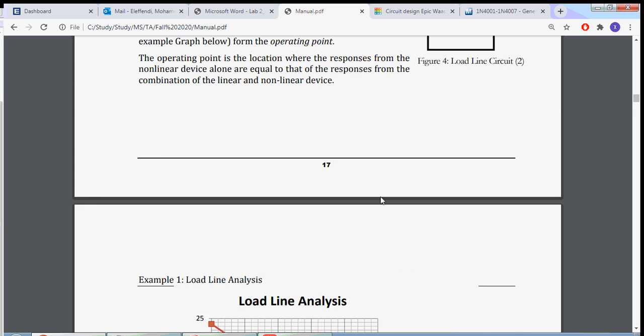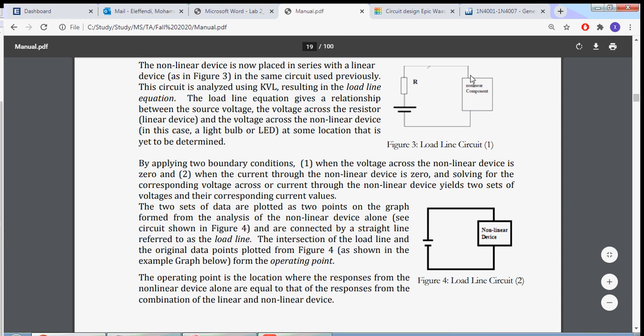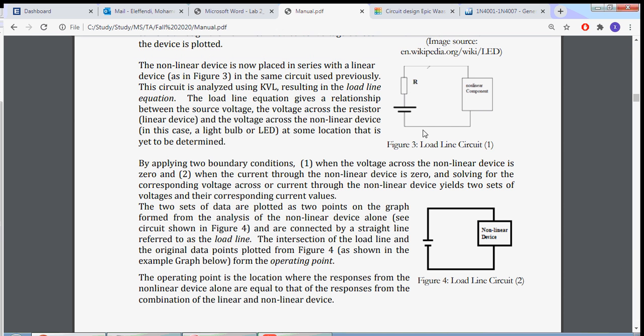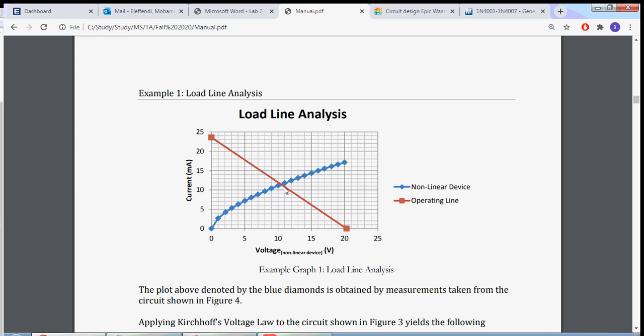Now remember what we are trying to do. We are trying to analyze this circuit right here. We are trying to find the voltage across the nonlinear device and the current flowing through it, which happens to be the current flowing through the whole circuit. Now after we have graphed these two, we look at the intersection point. This point is called the operating point, and it will give us the voltage across the nonlinear device and the current flowing through it. So in this case, the voltage would be 10.5 and the current would be 12 milliamps.